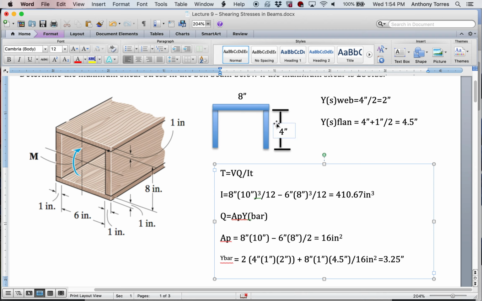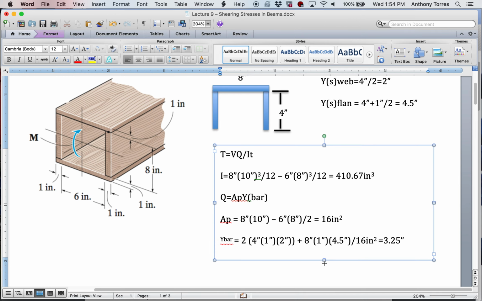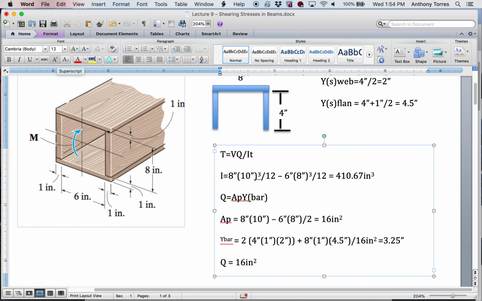So it's 3.25. Then if I plug this into Q, Q is equal to the 16 inches squared times the 3.25 inches, which I just calculated. That gives me the 52 I mentioned earlier, and that's 52 inches to the third. Now I can plug this all into the tau max equation.